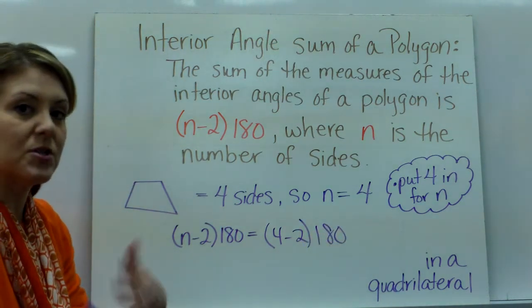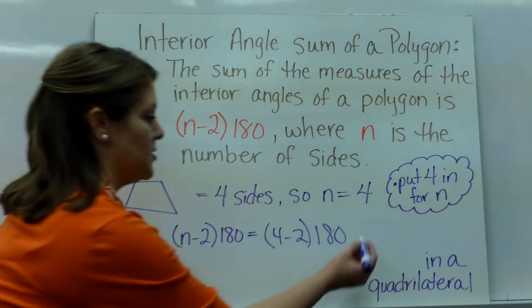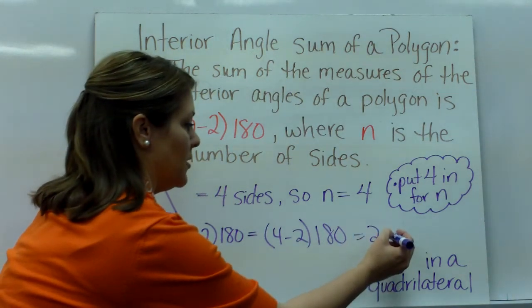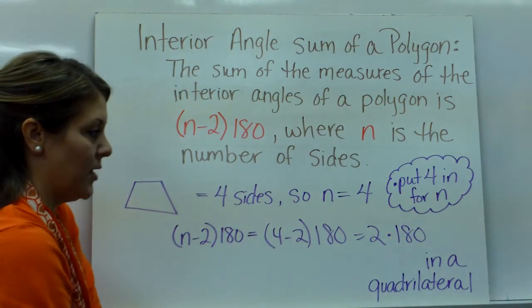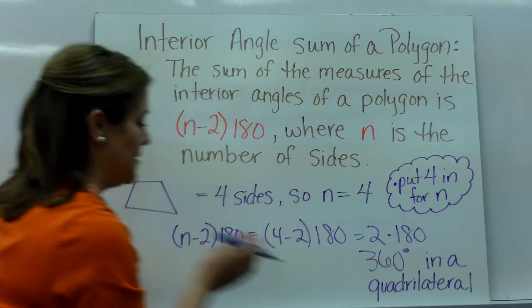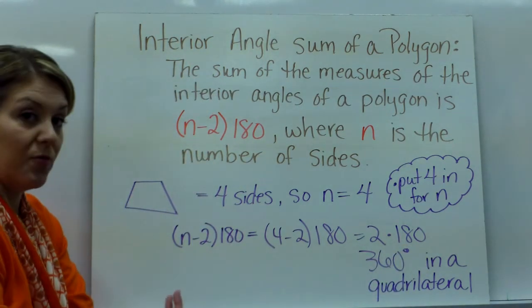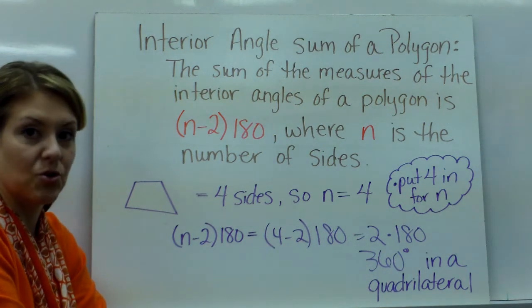Remember order of operations: we take care of our parentheses first. So 4 minus 2 gives us 2. Then we multiply 2 times 180, and 2 times 180 is 360. So that means inside a quadrilateral, or a 4-sided figure, there is a total of 360 degrees.